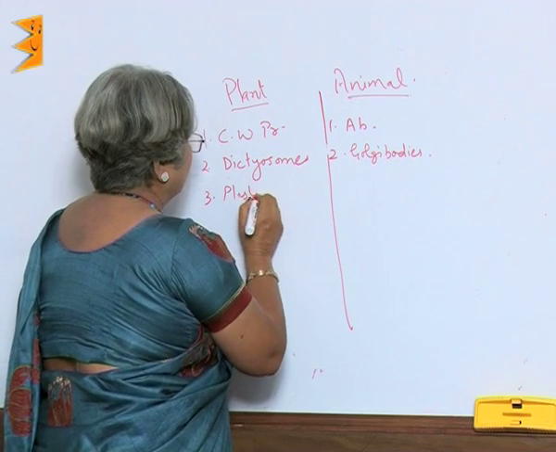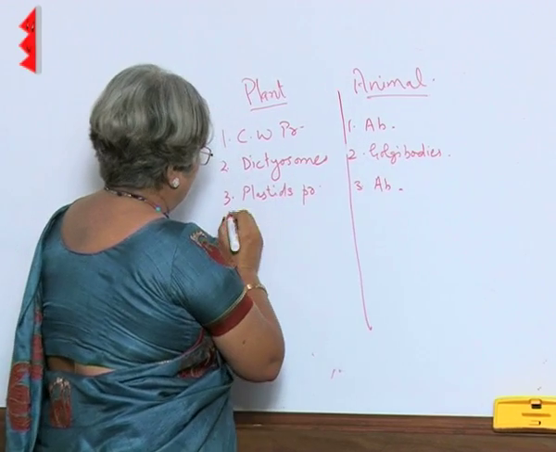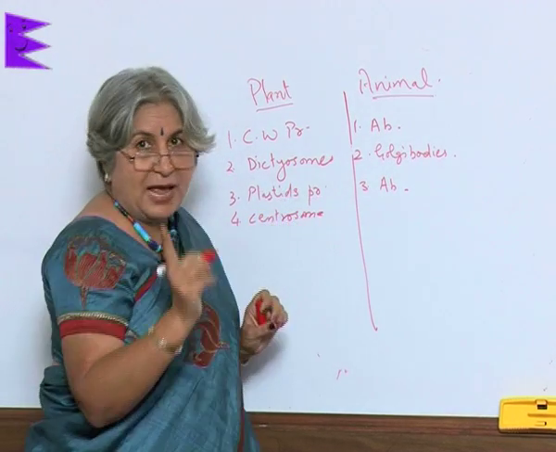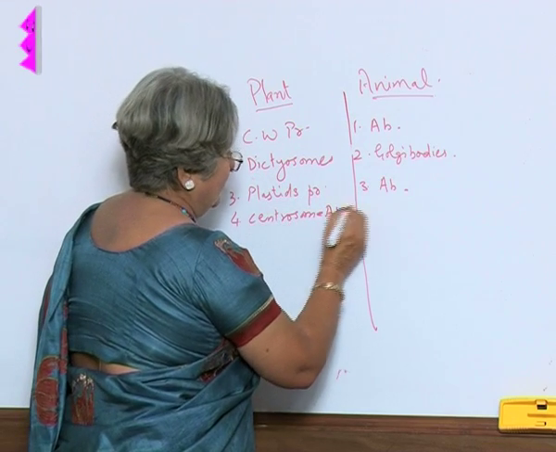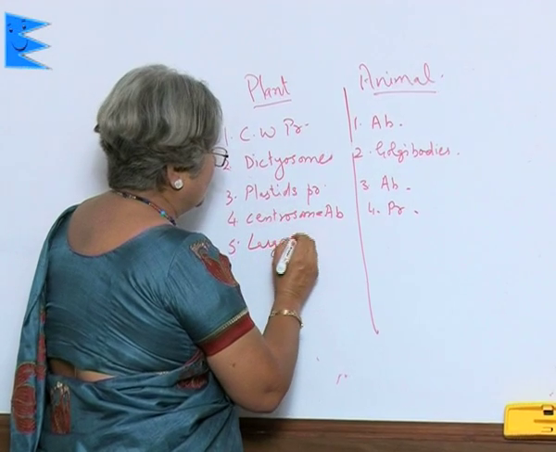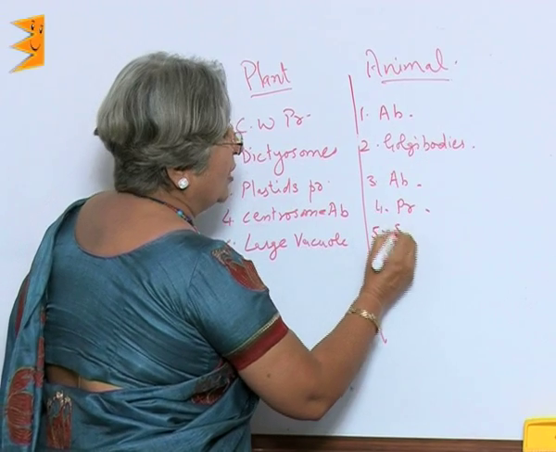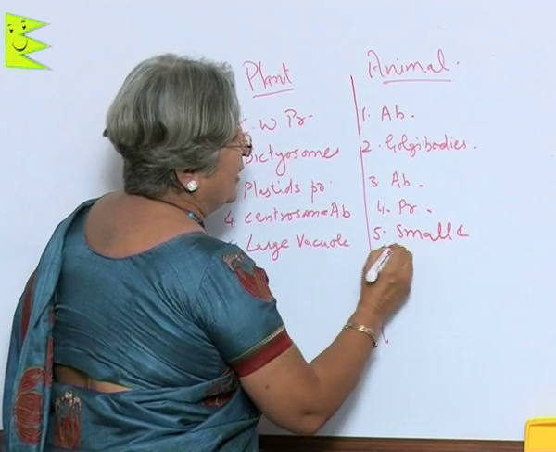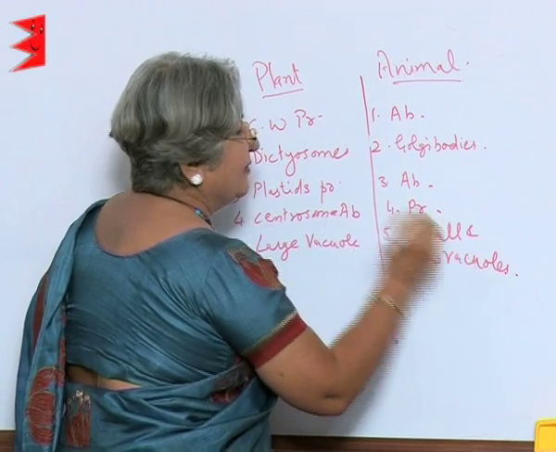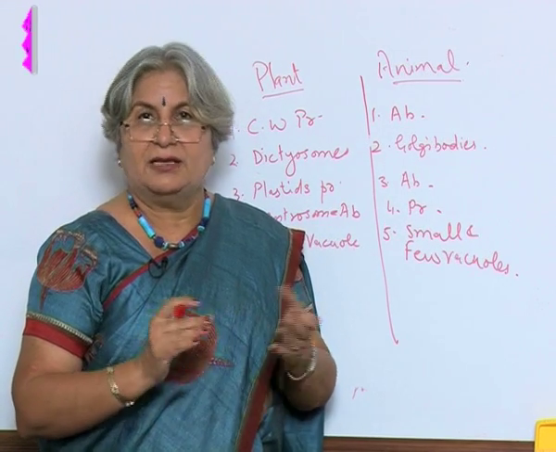Plastids present, absent. Centrosome absent in plant cells, present. Large vacuole, small and few vacuoles. And rest of the things like cell membrane, lysosomes, mitochondria, they are present in both.